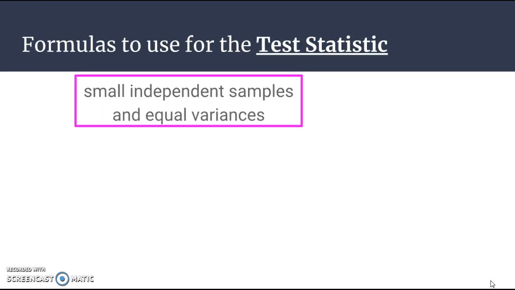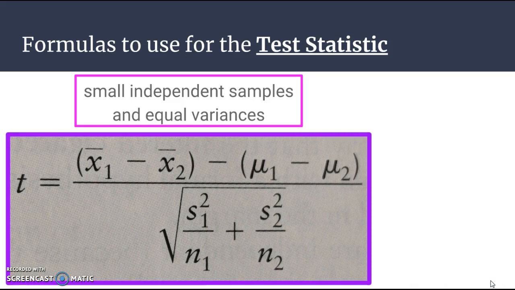These are for your small independent samples and unequal variances. Notice the numerator is the same as what we've been dealing with, except in the denominator we don't have s sub p. Now we're back to s sub 1 squared and s sub 2 squared. So you're using your original variances here, or if you're given your square roots, you've got to square them and then move on.